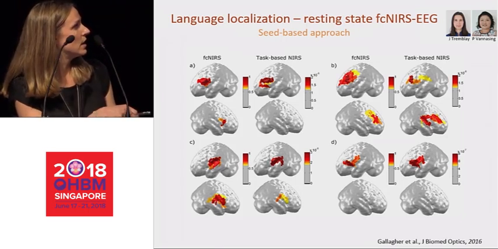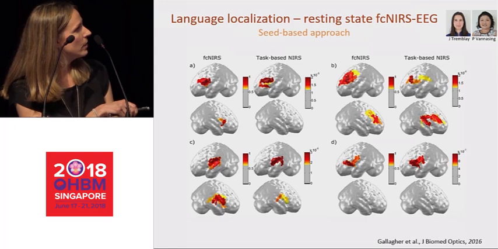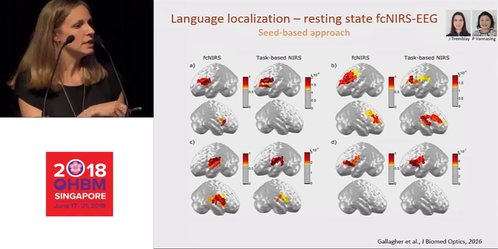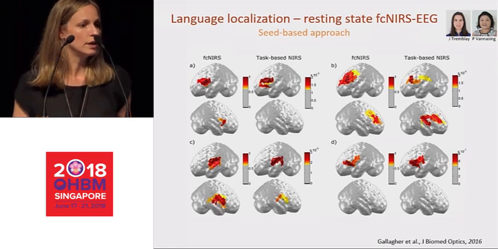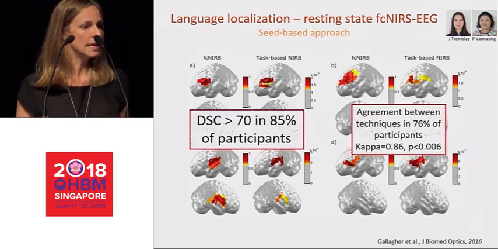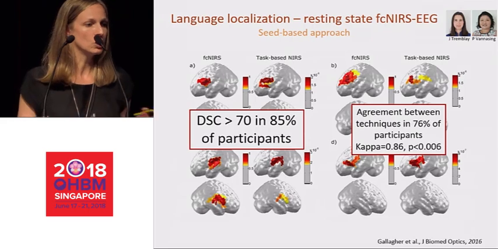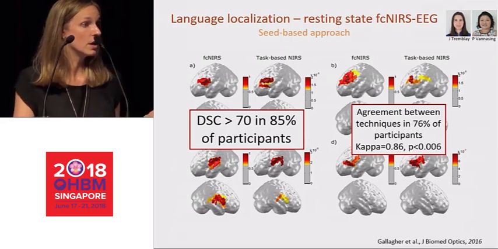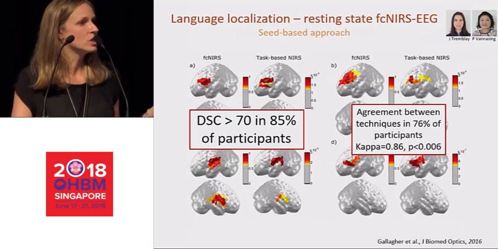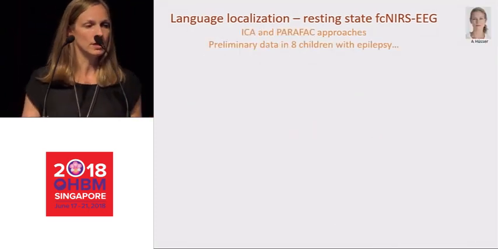We can see here each letter, A, B, C, and D, is one participant. So we have a 3-year-old girl, a 10-year-old boy, 11 years old, and an adult. We can see here in the first column the result from mapping from functional connectivity NIRS, and here is the task-based result, and the same thing here. And we can see that there is a very good concordance between maps, between the functional connectivity and the task-based. When we compared the overlapping of maps between the two conditions, we found 85% of participants had a good concordance between maps, and the language laterality index also was good between both conditions.